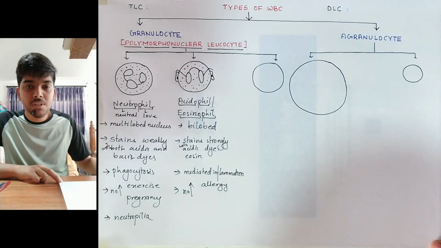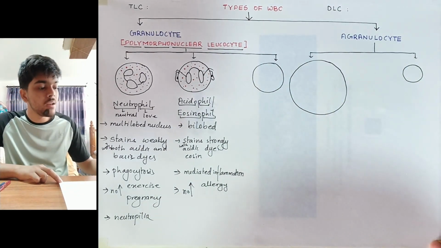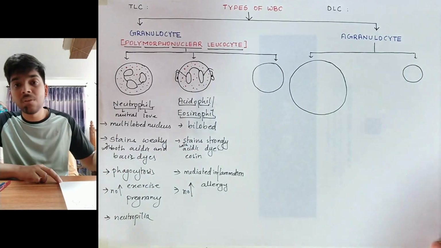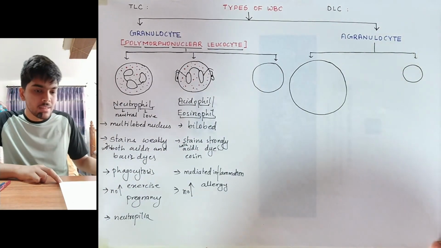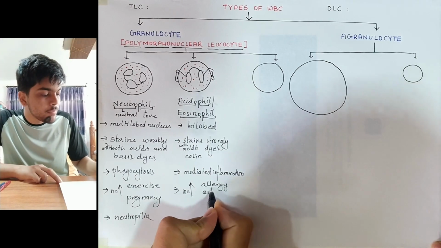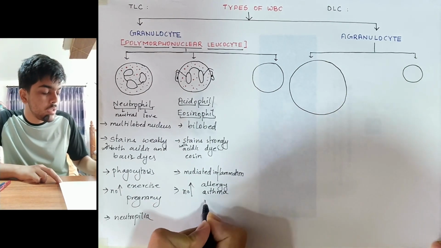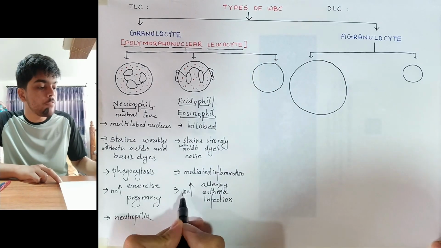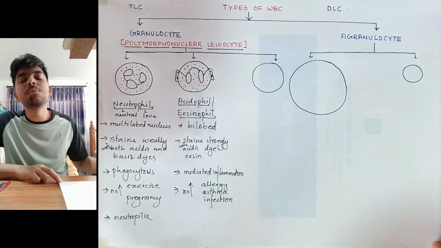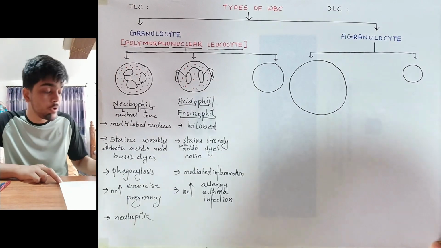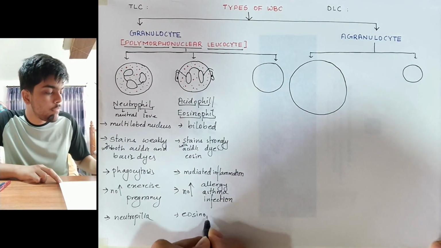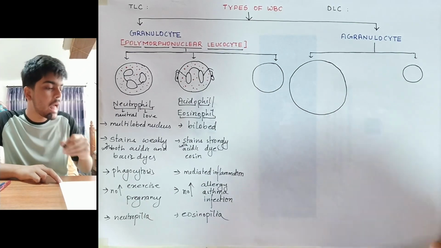During allergy, inflammation occurs, and that inflammation is mediated by eosinophil or acidophil. So the number of eosinophils or acidophils has to increase above the baseline. Second is during asthma and also during infection. During these particular conditions, the number of eosinophils or acidophils becomes more than the normal number, and that particular condition is known as eosinophilia.